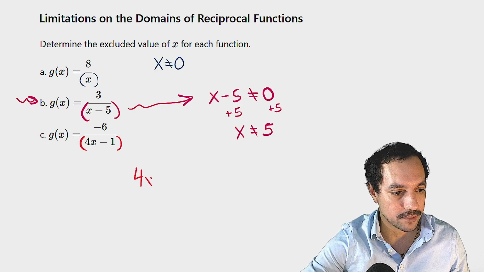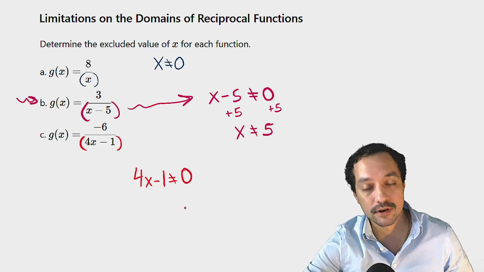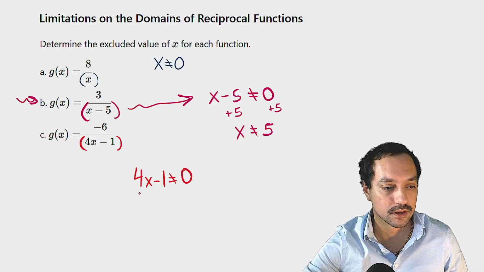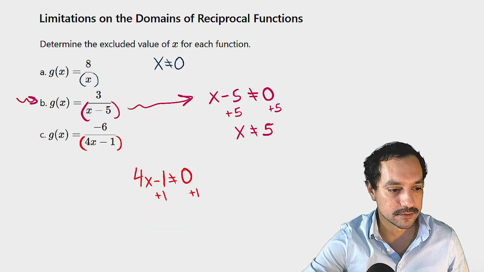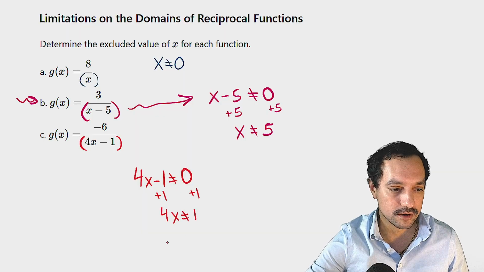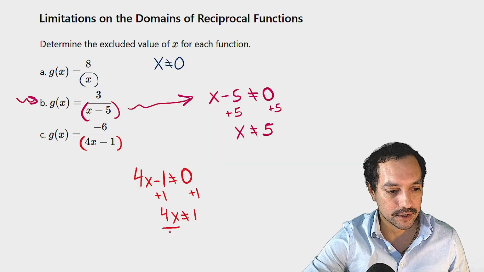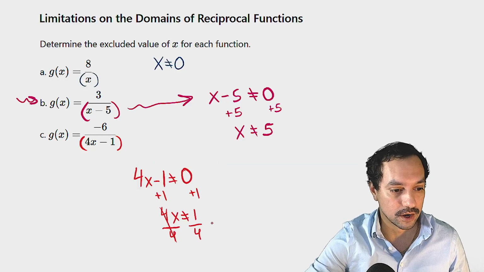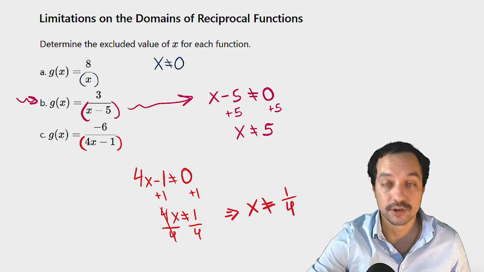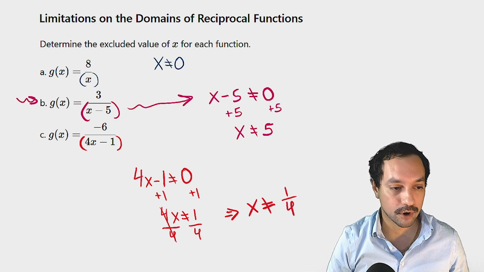So this denominator, the denominator is 4x minus 1, cannot be 0. And then I want to go ahead and solve that to see exactly what x value is going to be a problem. So I'll add 1 to both sides. I get 4x can't be 1. And then I'll divide both sides by 4. And so over here, I end up getting that x cannot be 1 over 4. So we're going to go ahead and exclude that from our domain.